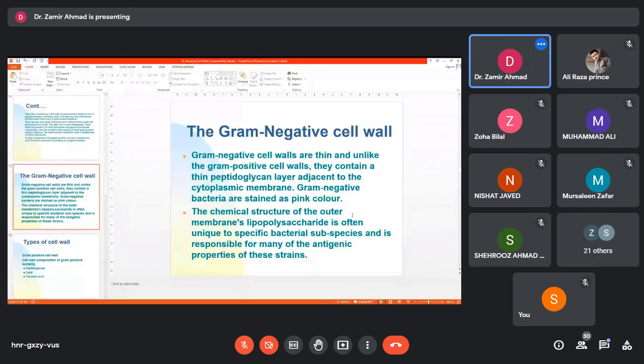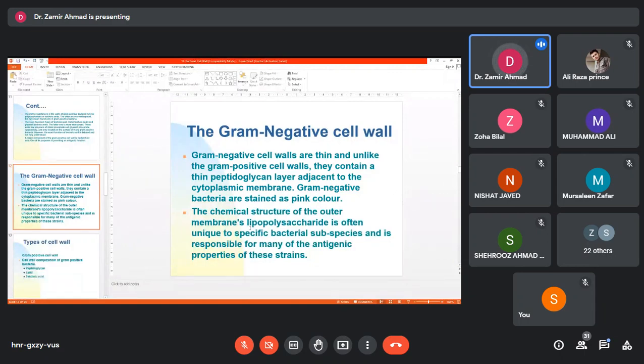In contrast to that, the gram-negative cell walls are thin and contain a thin peptidoglycan layer, as we saw, less than 15%, in contrast to more than 90% in the gram-positive bacteria. Gram-negative bacteria are stained pink in color. So depending on the color, they were called gram-positive, which are stained purple, and gram-negative, which are stained pink.